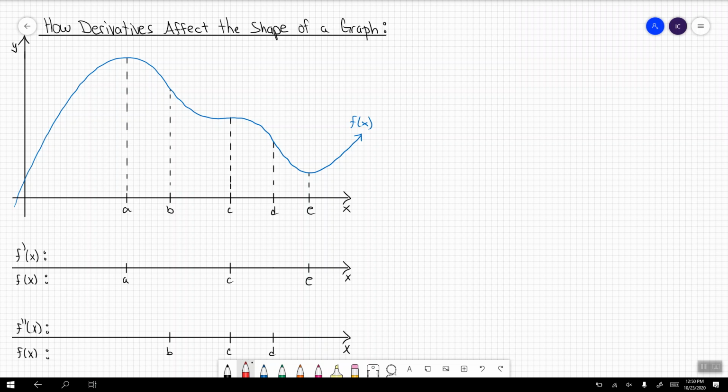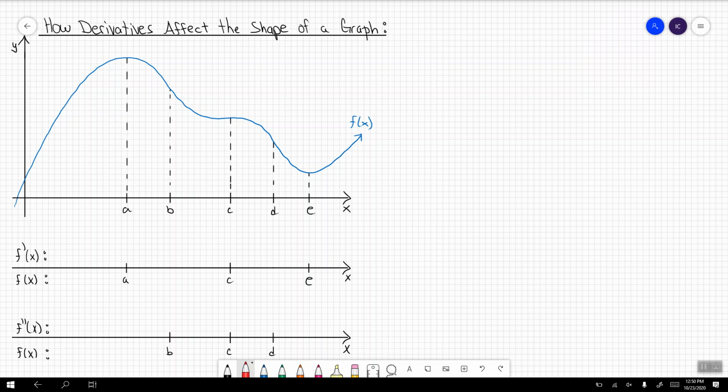Now, on the screen here you have the graph of a function. And the function here is outlined in the color blue. And I've then gone ahead and denoted a few x-coordinates for this function where certain values are going to occur that we want to pay attention to.